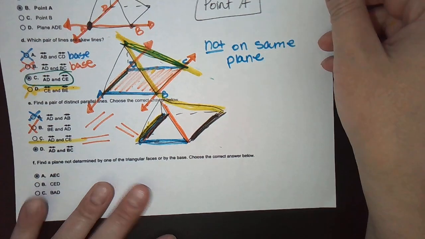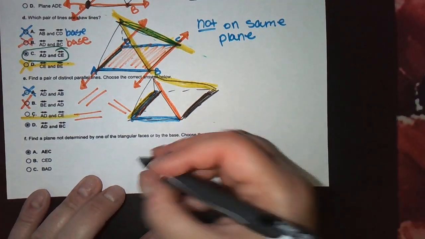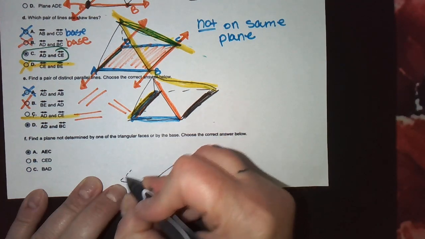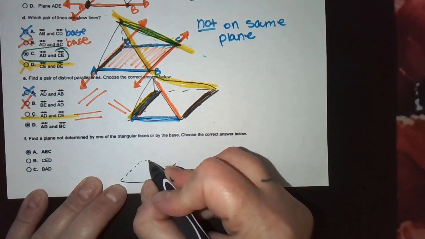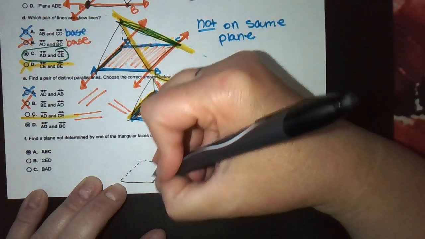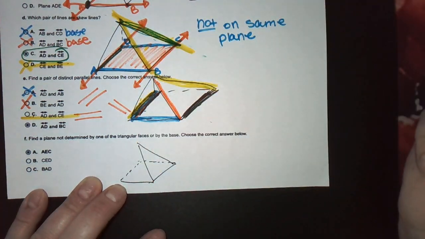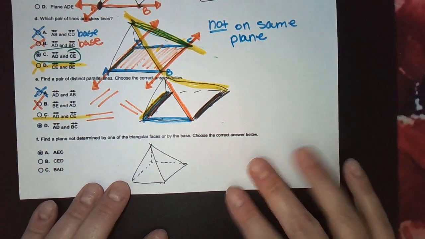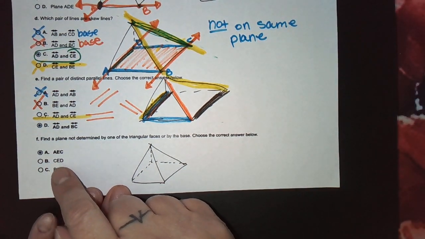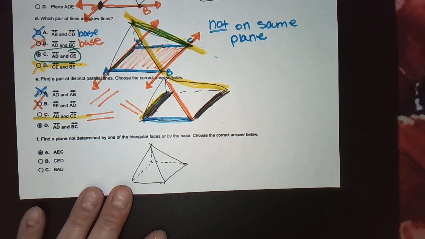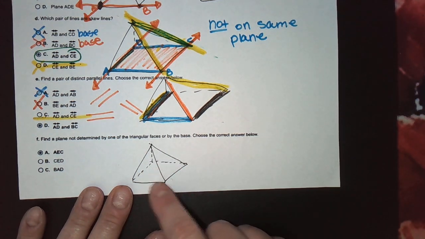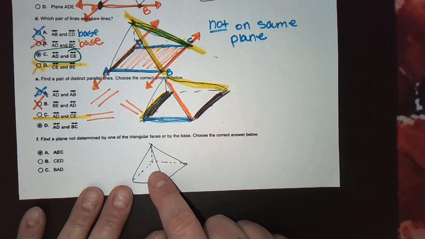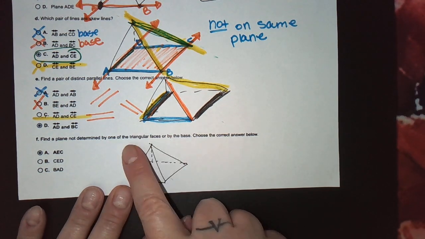Alright, let's see, it says find a plane not determined by one of the triangular faces or the base. Choose the correct answer below. Okay, so we're going to see which one of these letter combinations creates a plane that's not the base, like this rhombus, parallelogram, rectangle looking thing on the bottom, or these triangles from the sides.